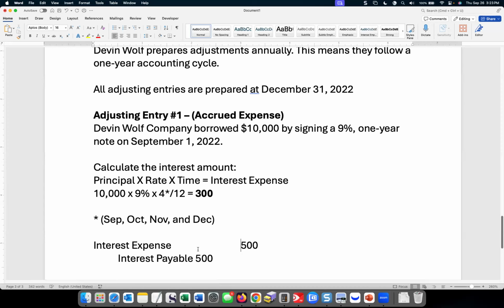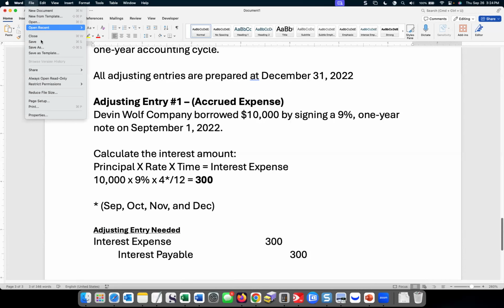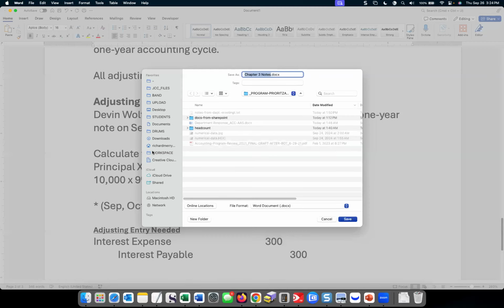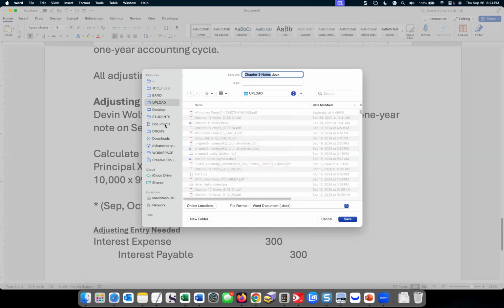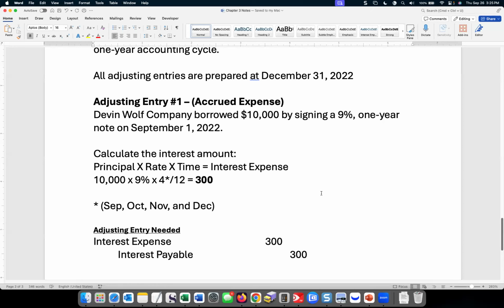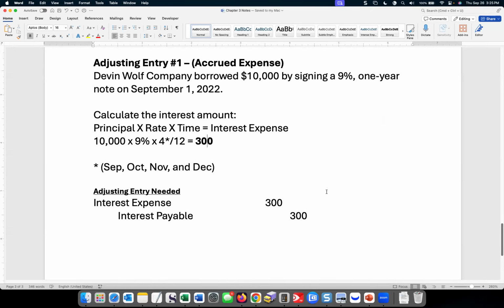So there's your debit, there's your credit, there's your adjusting entry. In fact, just above that, I'll put adjusting entry needed. I'm going to change the font down a little bit, bold that and underline it. There we go. Let me save my file here before I lose everything I just typed. Chapter 3 notes. We're going to throw that in the upload folder. Nope, we're not going to replace it. I'll throw it in my downloads. There we go. So there's your first adjusting entry.